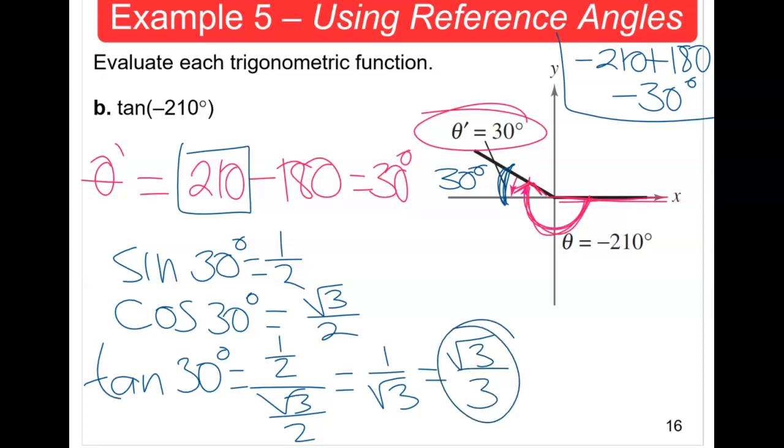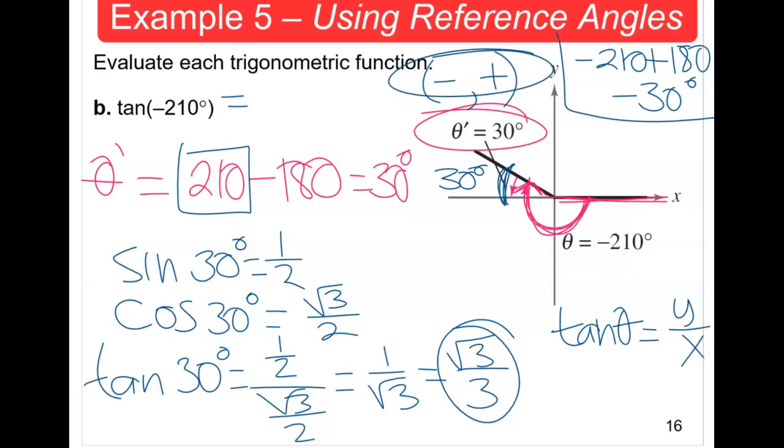However, we need to figure out if it will be positive or negative for this particular question. Since the angle negative 210 has a terminal side that is in quadrant 2, we know that the x values are negative and the y values are positive. So tangent, based on the fact that it's also defined as y over x, if we divide a positive and a negative number, we're going to get a negative number. So that will be negative square root of 3 divided by 3.